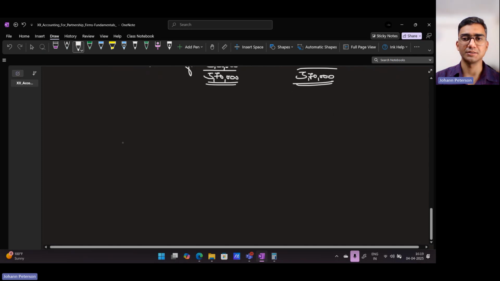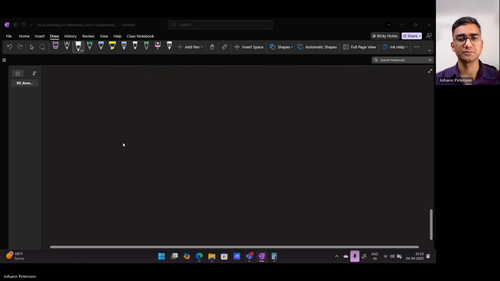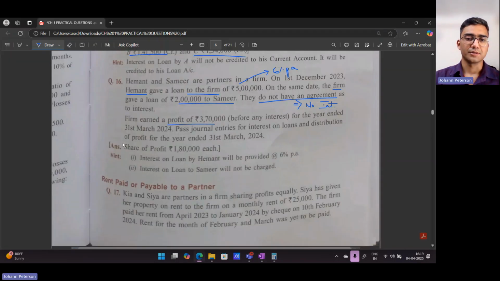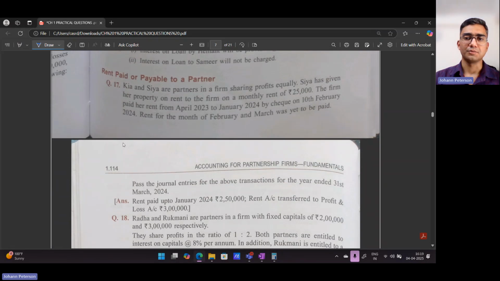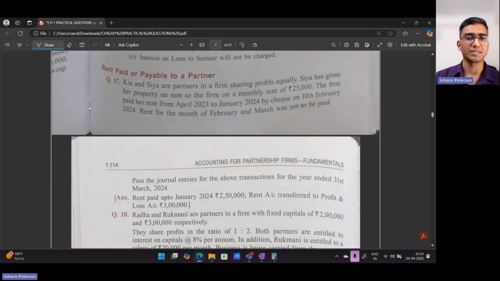Let's go to our next question. Now we are talking about rent paid or payable to a partner. So question number 17. K and S are partners in a firm sharing profits equally. S has given a property on rent to the firm on a monthly rent of 25,000.